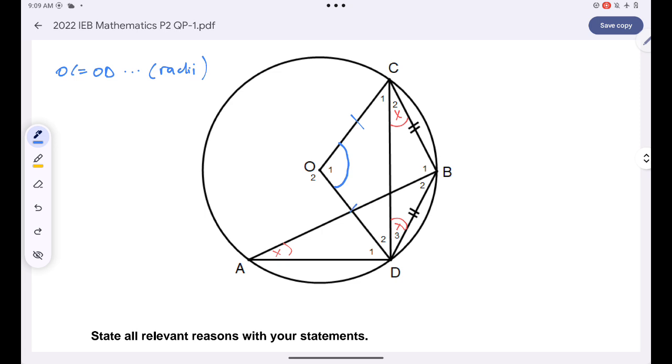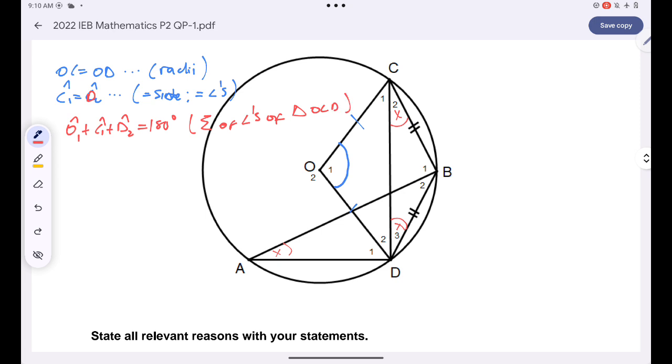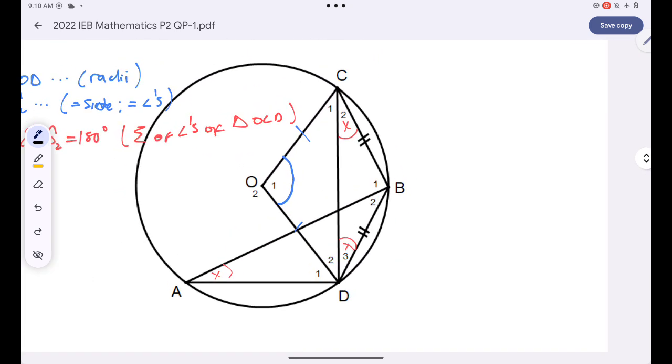Which simply means that angle C1 is equal to angle C2. Why? Equal sides will result in equal angles inside a triangle. Are you together? But what do I know? I know that angle O1 plus C1 and D2 will end up giving us 180 degrees. These are the sum of angles in triangle OCD. You do know the angle of O1, it was given to us. That's 94 degrees.